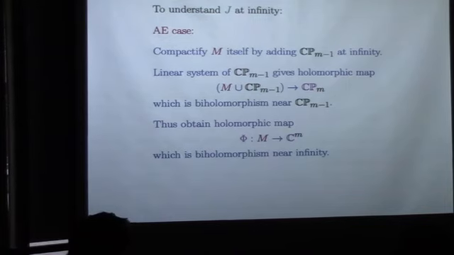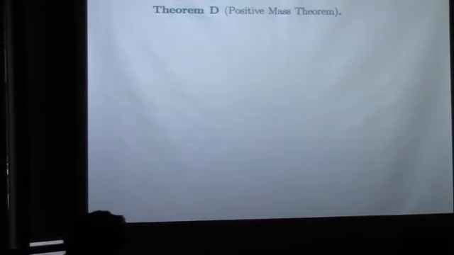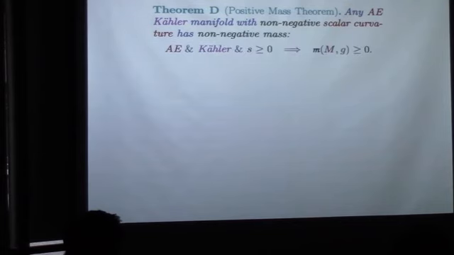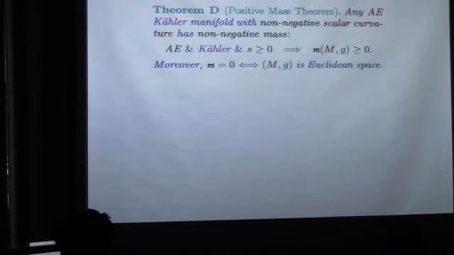That has some interesting consequences, and the first is a proof of the positive mass theorem in all dimensions, but assuming the manifold is Kähler. So this covers cases that were not known before, but only for Kähler metrics. And the technique is quite different from other known proofs. If you take an asymptotically Euclidean Kähler manifold with non-negative scalar curvature, it has to have non-negative mass. And also, if the mass is 0, in fact, it's Euclidean space, which is the conclusion you want in the positive mass theorem.